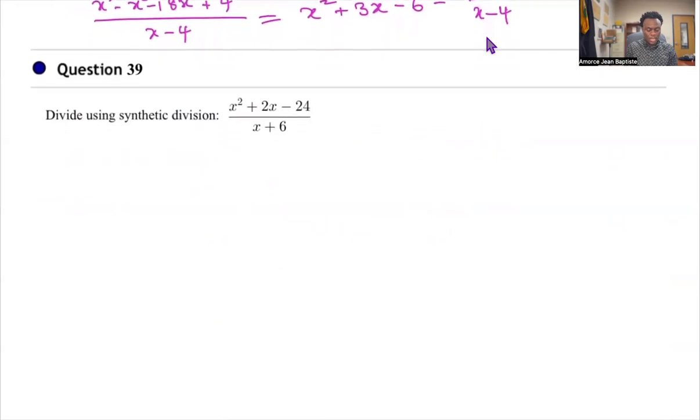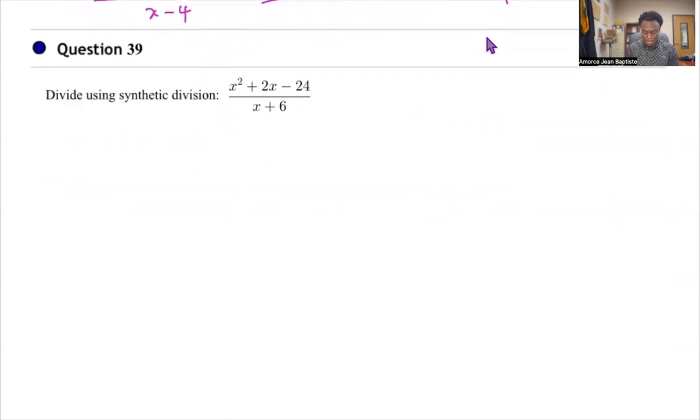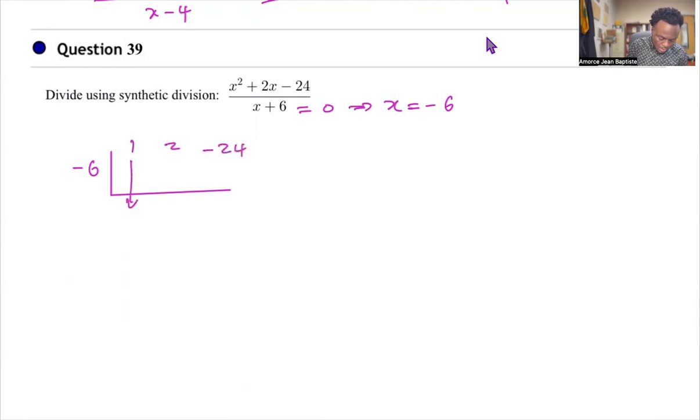And then here, that's the last problem for the test review. We have the same scenario. Solve this equals 0, which gives you x equals negative 6. So we have negative 6, 1, 2, negative 24. Drop down the 1. That's negative 6, negative 4. That's positive 24. And that's 0. Remainder is 0.